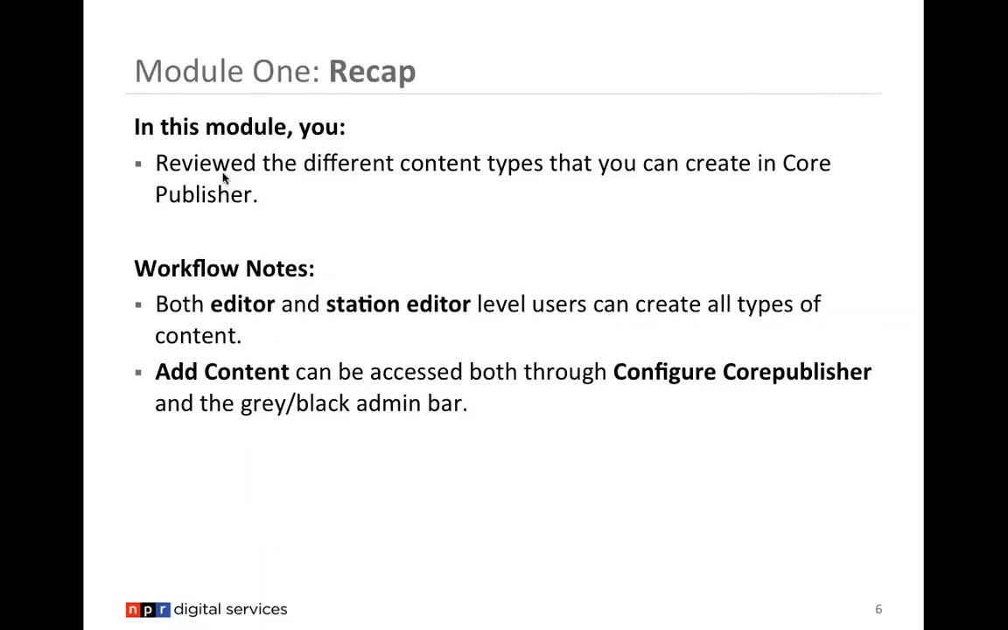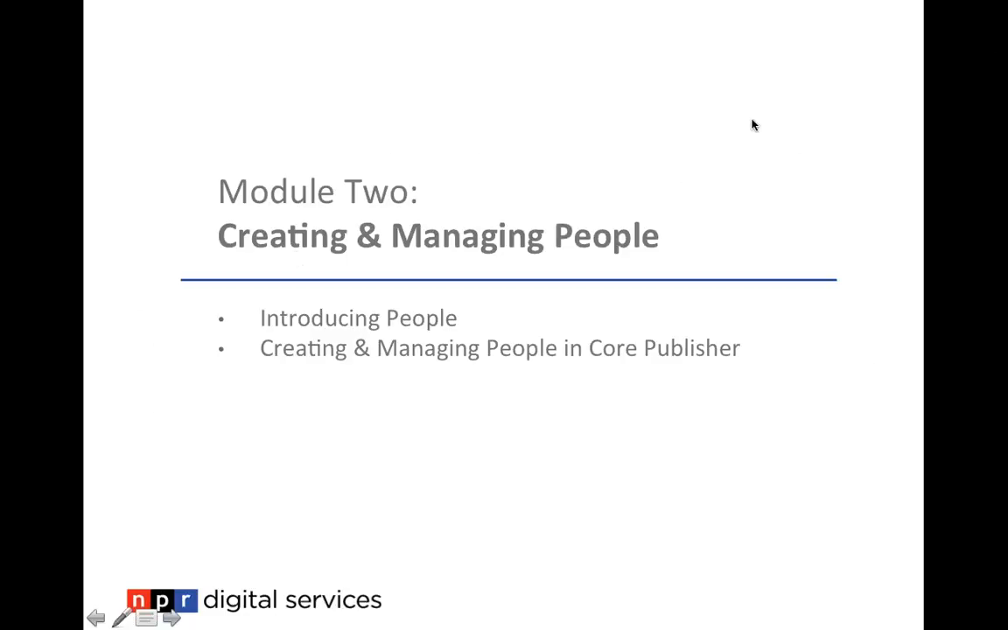So that's Module 1. In this module, we just review the different content types that you can create. Both editor and station admin level users will have access to create all of these content types. So you don't need to be specifically a station admin user to create them. And also remember that the Add Content link is accessible both through Configure Core Publisher, that dashboard, and also there's just an Add Content link in your gray and black admin bar.